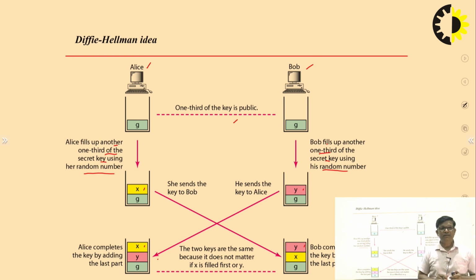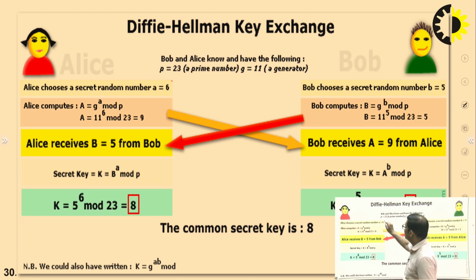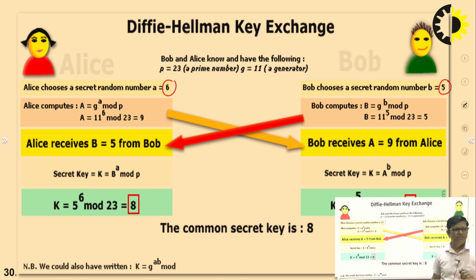So the question is, how can we transmit the keys? If I transmit X or Y through a network, a hacker can easily read the value of X and the value of Y. So we need to encrypt X and Y also, but how? Let's suppose Alice chooses a random number 6, and meanwhile Bob chooses a random number 5. These are the secret random numbers; we can choose any random number.